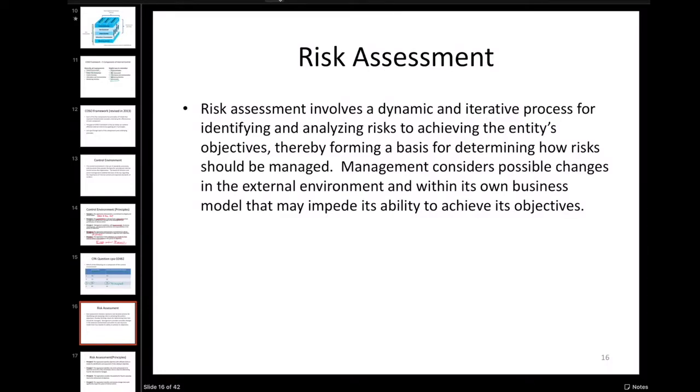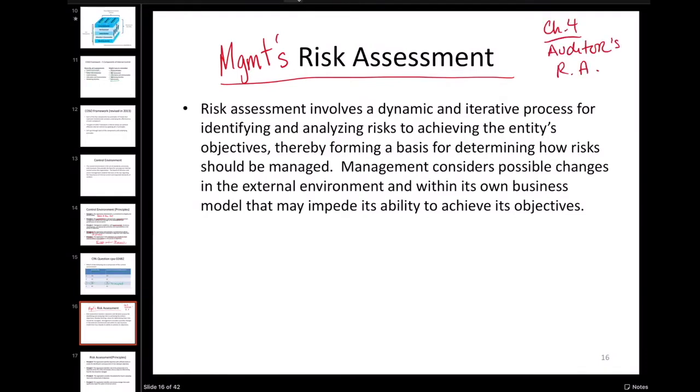And to be very clear, this is management's risk assessment. This is very different from the way we've been talking about risk assessment in Chapter 4. Chapter 4 was the auditor's risk assessment. Two totally different things. However, they have a lot in common. Management's risk assessment is basically the process management goes through to try to identify business risks that may prevent the company from achieving its goals or objectives.